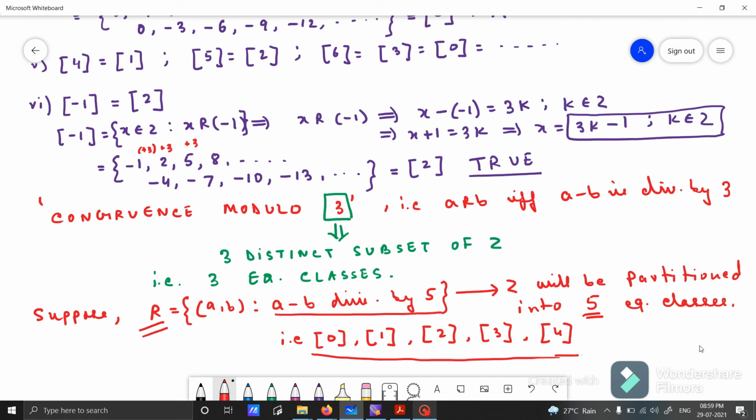So I hope you understood the concept of equivalence class. It is not explained in great length in the books, so I have tried to explain it in this video.